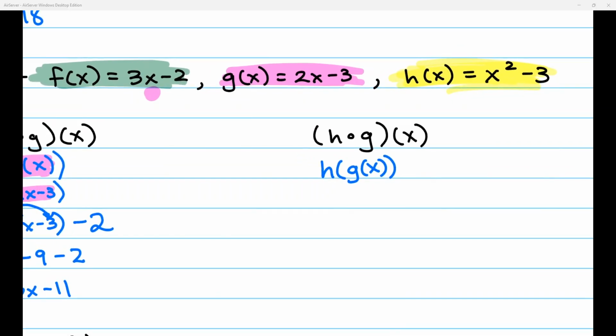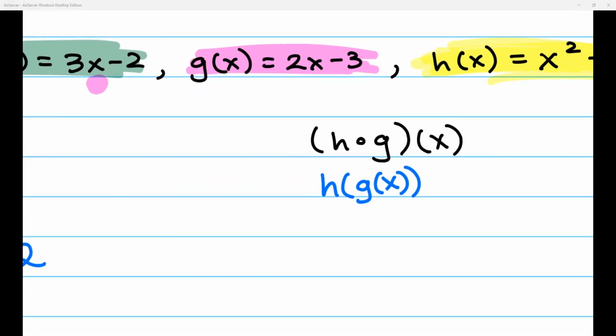Second part is like, all right, well, let's start on the inside. What do I see on the inside? On the inside, I see a g of x. So I think a lot of you guys are going to say, all right, well, the g of x is just 2x minus 3, so I'm going to take that 2x minus 3 and plug it in right there. I think most students are pretty good with that. They say h of 2x minus 3.